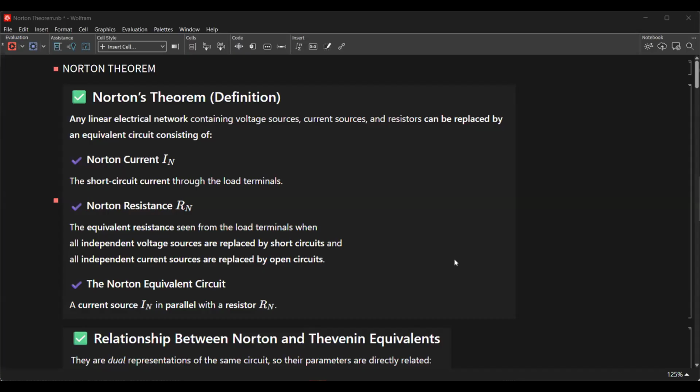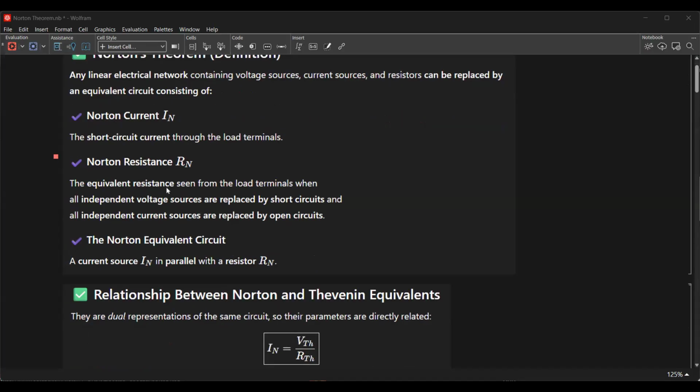Okay, so what is Norton's theorem? Norton's theorem refers to any linear electrical network containing voltage sources, current sources, and resistors that can be replaced by an equivalent circuit consisting of the Norton current IN, the short circuit current through the load terminals, and the Norton resistance RN. This is the equivalent resistance seen from the load terminals when all independent voltage sources are replaced by short circuits and all independent current sources are replaced by open circuits.